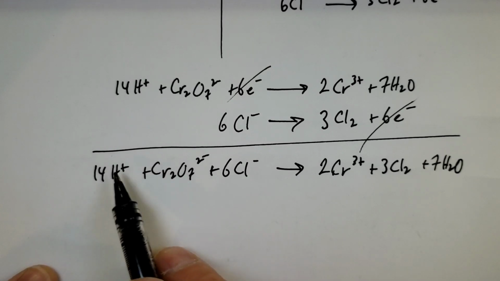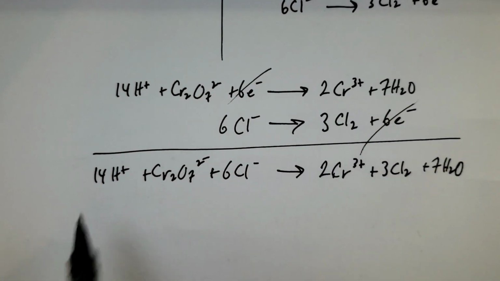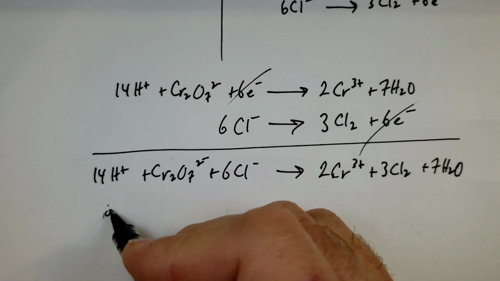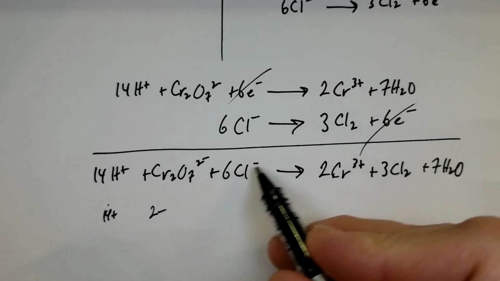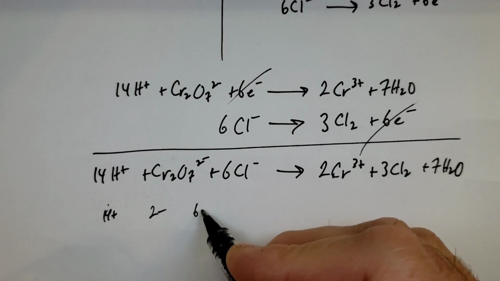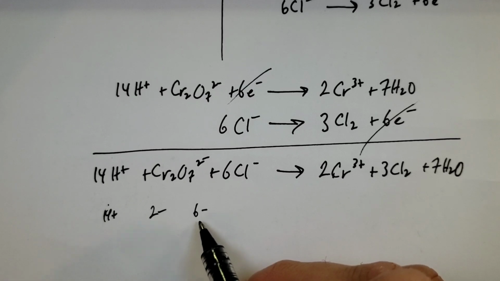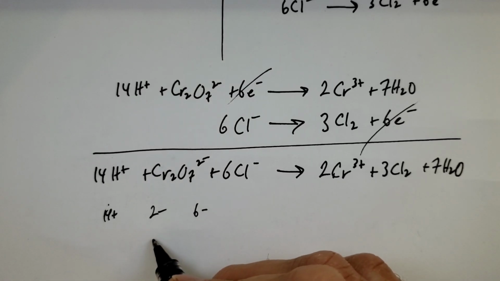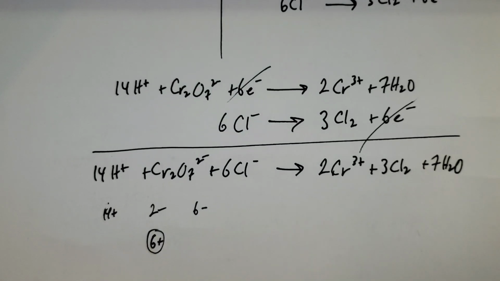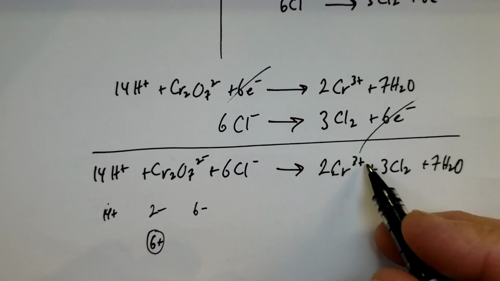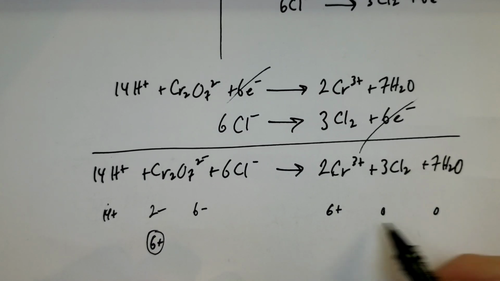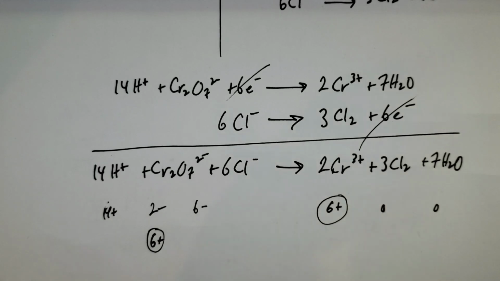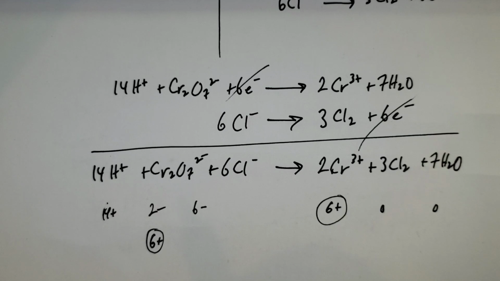What about charges? Here we have 14 positives. Here we have 2 negative. Here we have 6 times -1, which is 6 negatives. So that's going to give us 6 positives overall on the left-hand side. Over here, 2 times 3 is 6 positives. Neutral, neutral. Look at that. So the number and type equal, and also the charges equal.